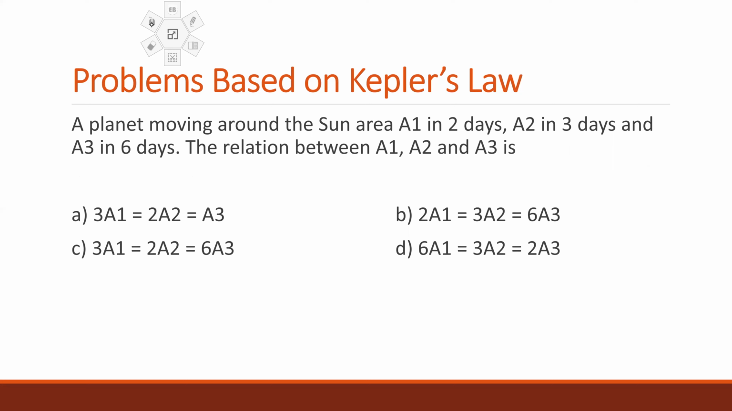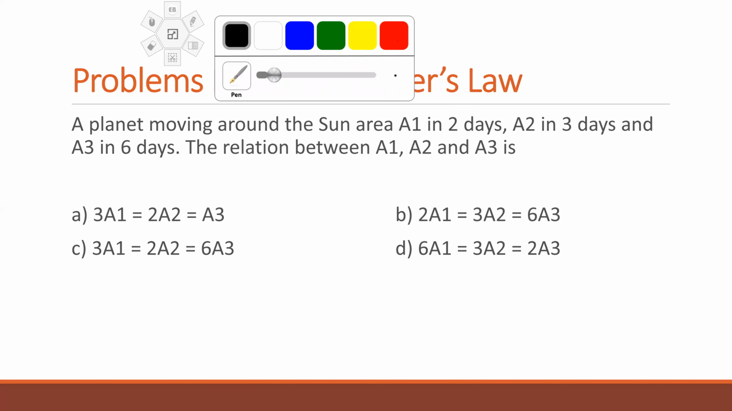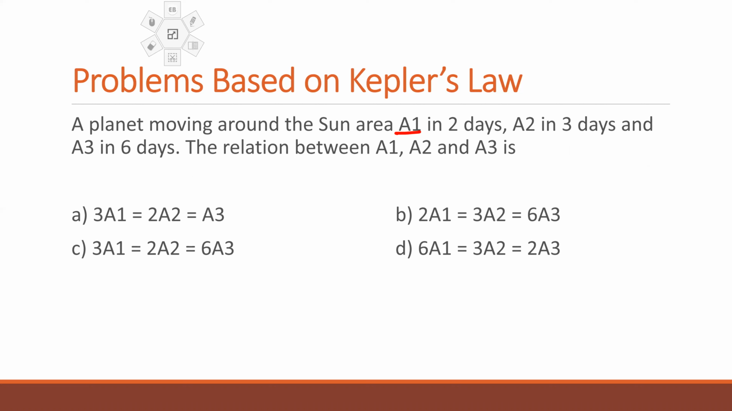Now, a planet moving around the sun covers area A1 in 2 days, A2 in 3 days, and A3 in 6 days. What is the relation between A1, A2, and A3? Read this problem carefully. A planet is moving around the sun. That planet covers the area A1 in 2 days, A2 in 3 days, and A3 in 6 days. And we need to find the relation between A1, A2, and A3.